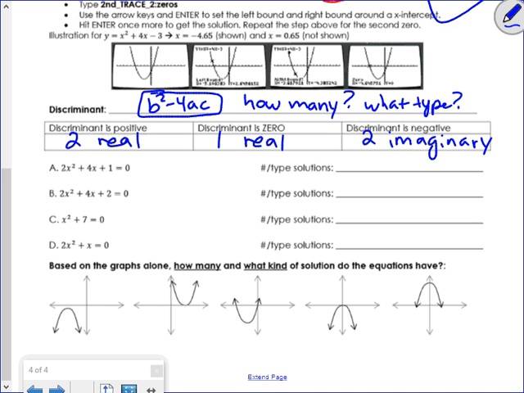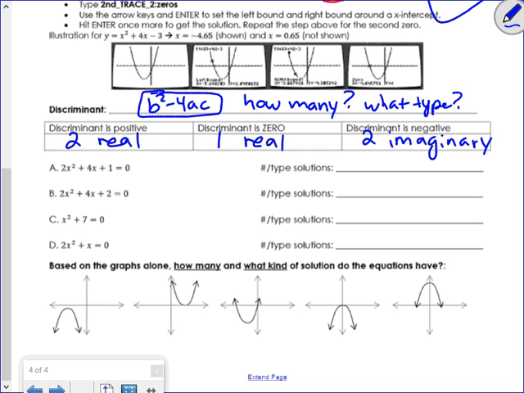Alright, let's experiment. See if we can figure this out. So our first one here, we have 2x squared plus 4x plus 1. It's written correctly. So I just want to find out how many and what type of solutions this has. I don't want to find out what the solutions are. I just want to know how many and what type. So how do you think I would do that?